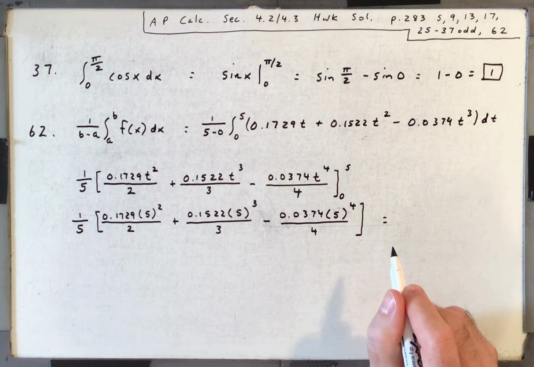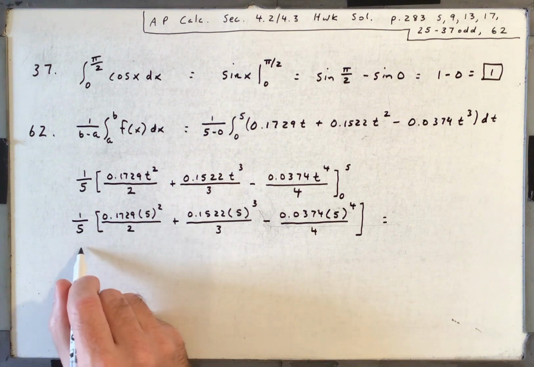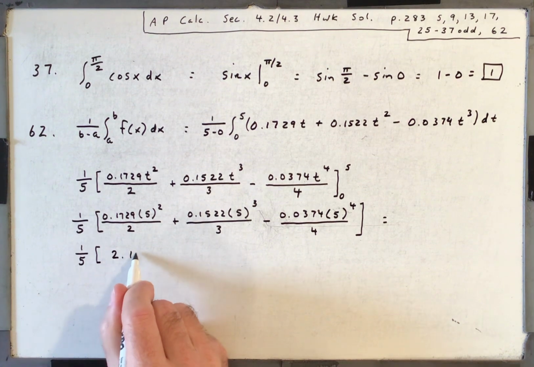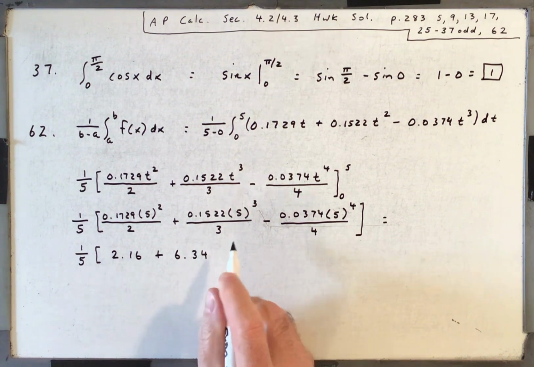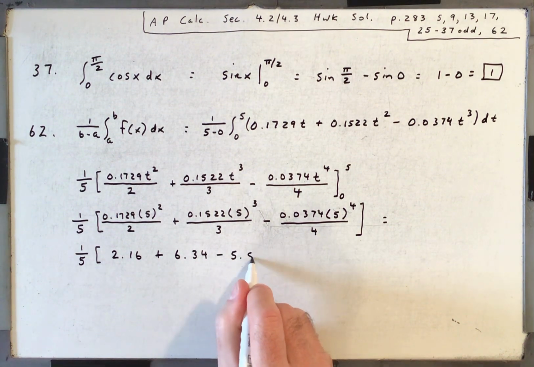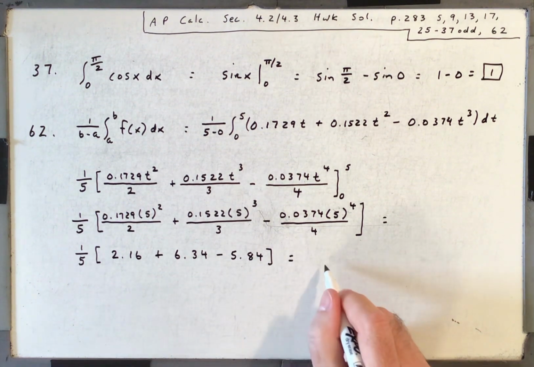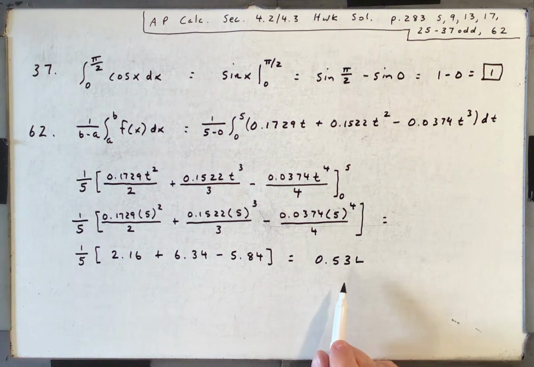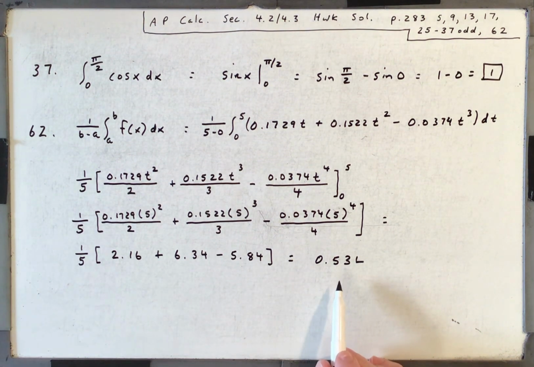If you get all that in your calculator and things go awry, in fact, I'm going to give you the numbers here in case you can't figure out where you messed up. It's 2.16 plus 6.34 for this second term, and then minus 5.84. All right, and that's 0.53 liters. So that's the average amount of air in the lungs. That kind of makes sense. A half a liter of air in the lungs on average during your respiratory cycle.